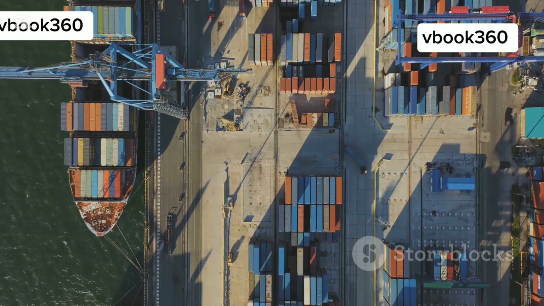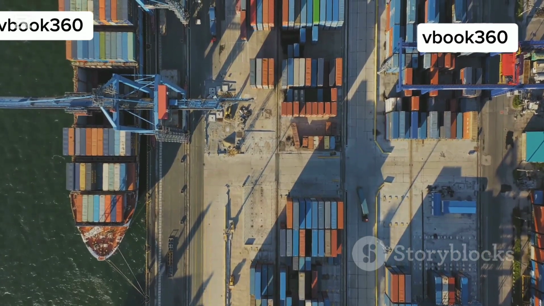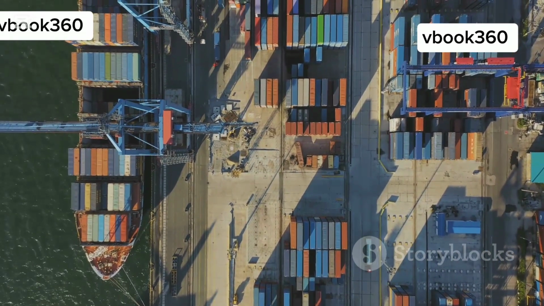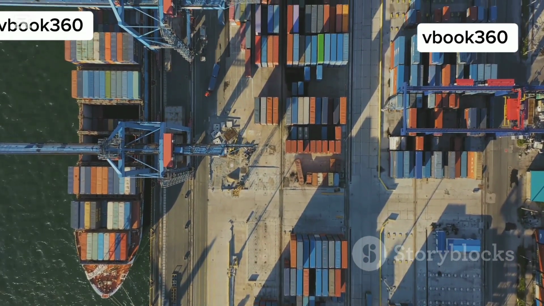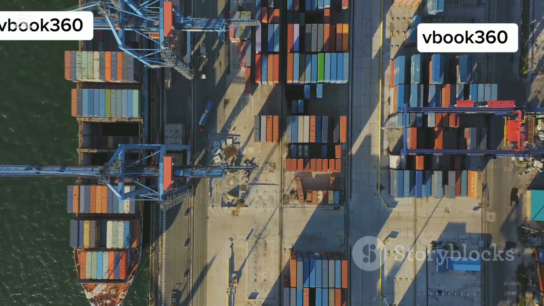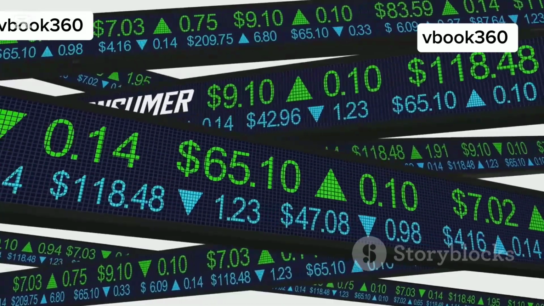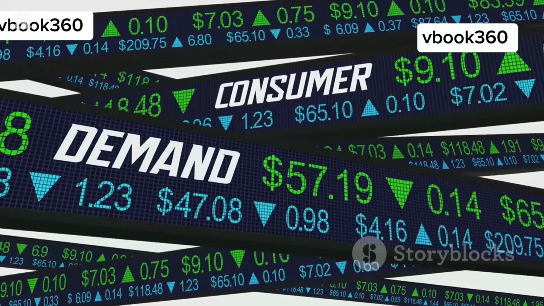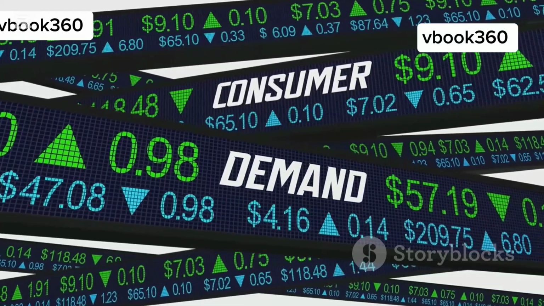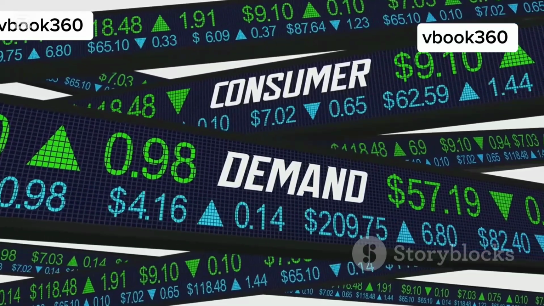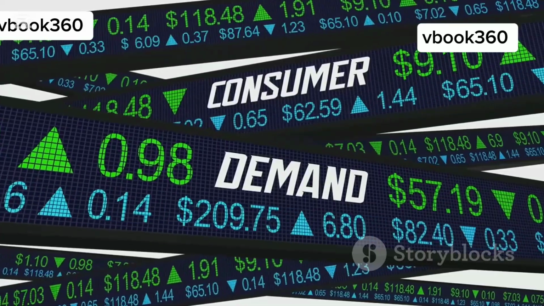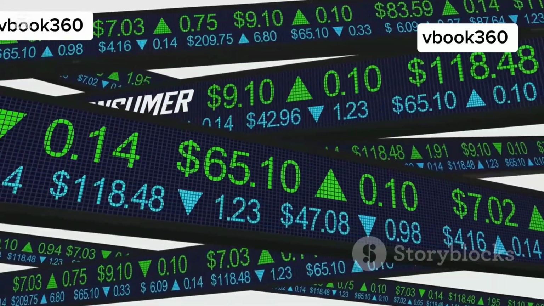However, when tariffs are imposed on imported goods, the cost of those goods goes up. This increase in cost doesn't just affect the importers, it trickles down to the consumers who end up paying more for everyday items. This can lead to higher prices for consumers. For instance, the price tags on various products in stores may reflect these increased costs, making it more expensive for families to purchase the goods they need.